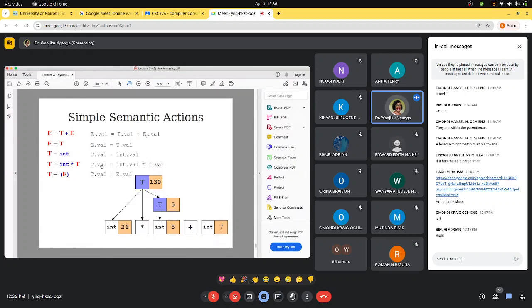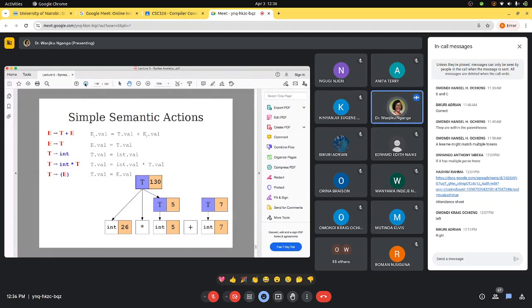You can see why this is important, and it becomes very clear when we start generating the target code: you don't have to go through the parse tree again to figure out the value of T. As we're building the tree, we're also working on the semantics, and we now know the value of T at this point is 130. We've started evaluating what is really happening.